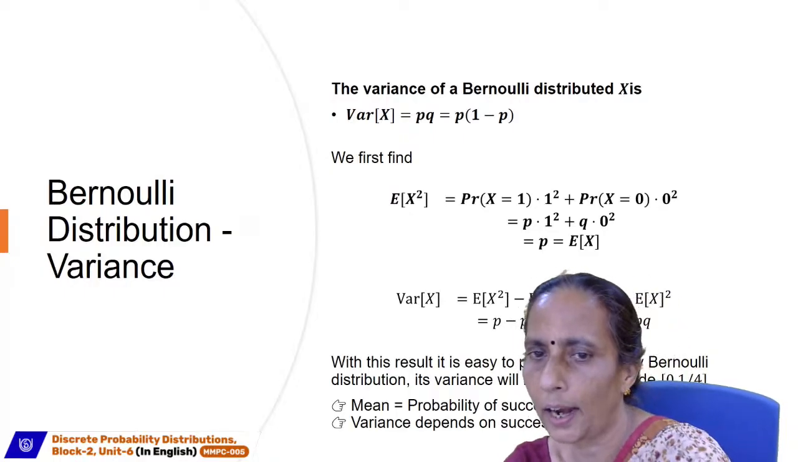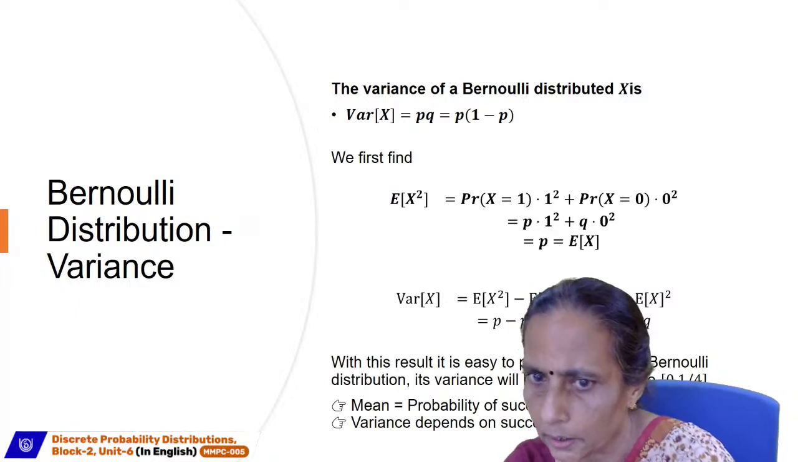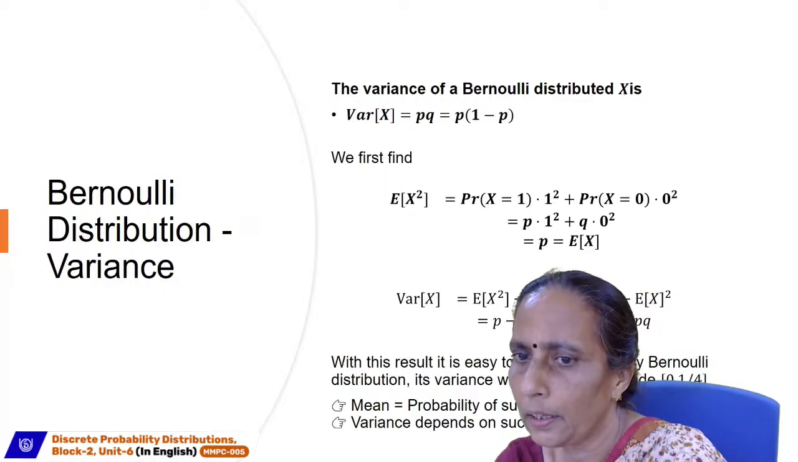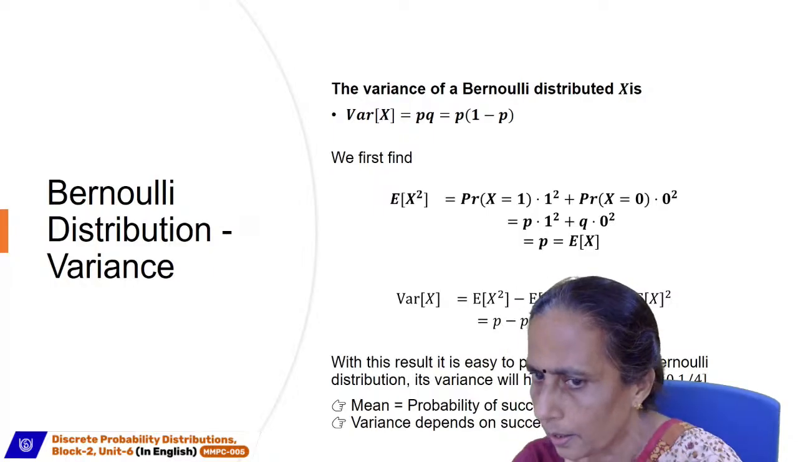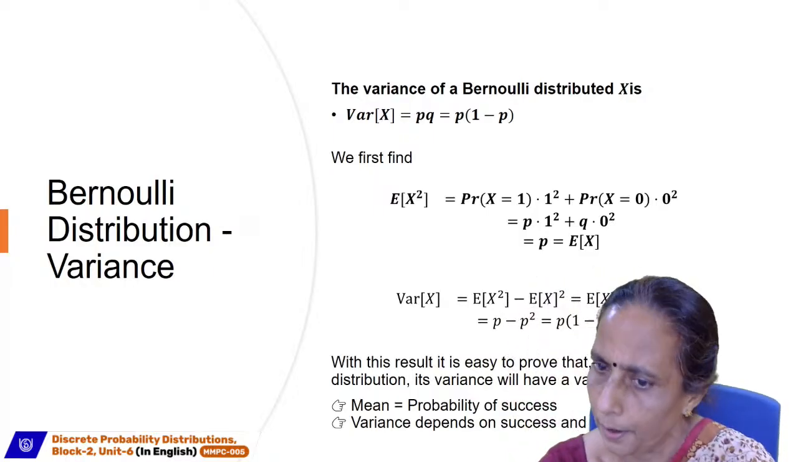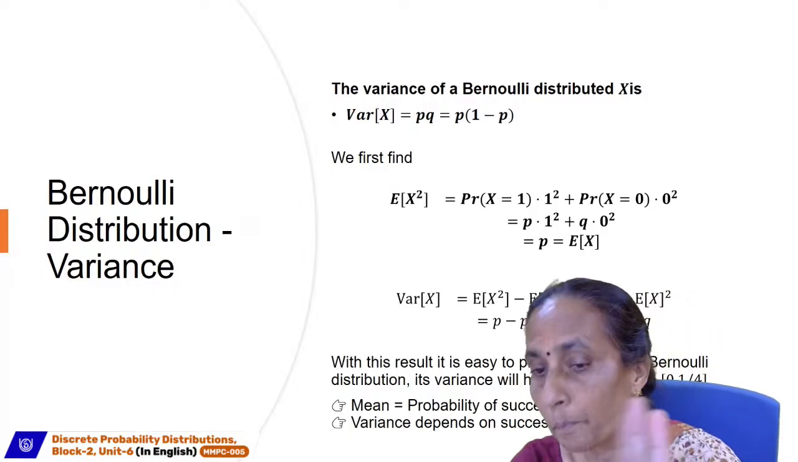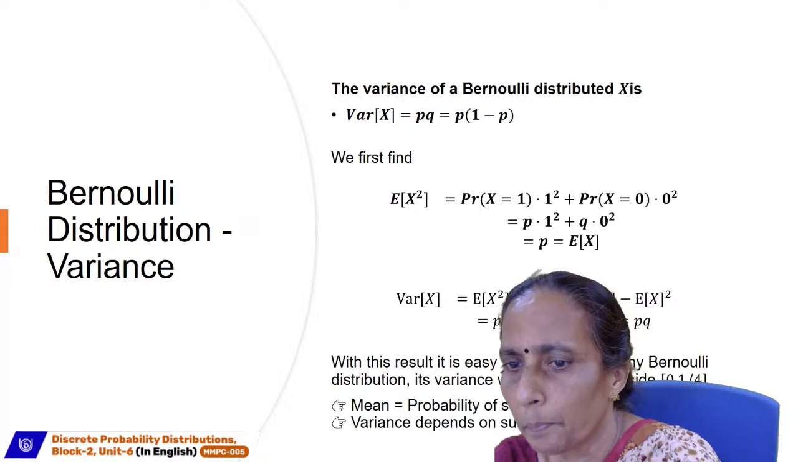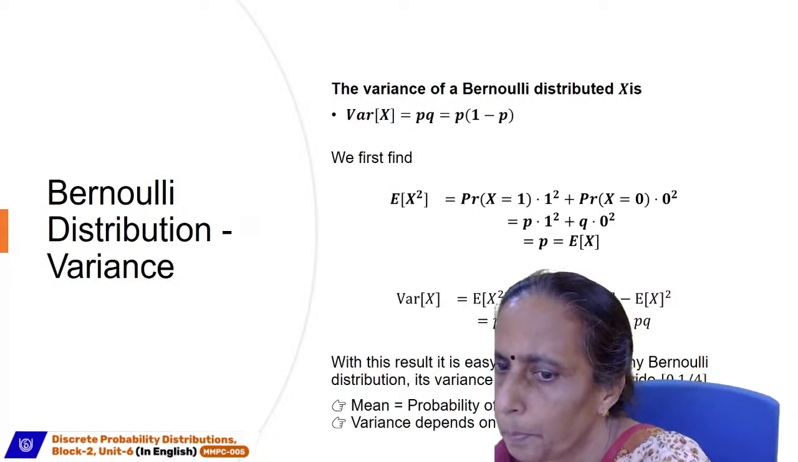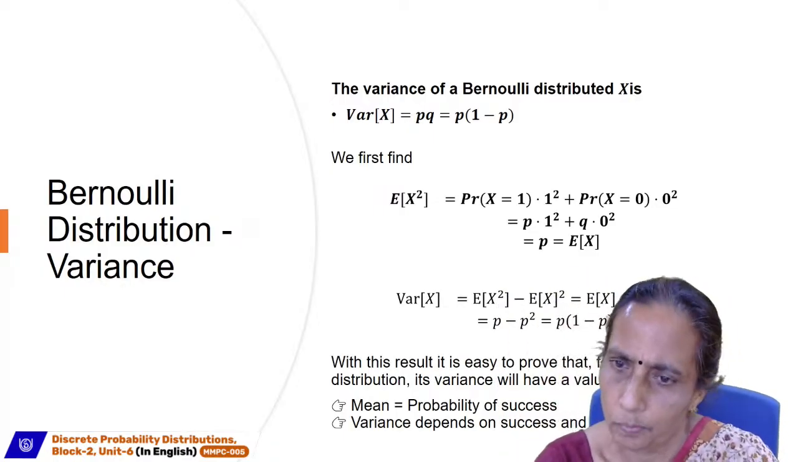How can we calculate that? Let us first find out expectation of x square, that is equal to probability that x is equal to 1 into 1 square plus probability that x is equal to 0 into 0 square. Over here, p into 1 square plus q into 0 square, that is equal to p, which is equal to expectation of x. So variance of x is expectation of x square minus expectation of x whole square, that is p minus p square, that is p into 1 minus p, that is equal to pq.